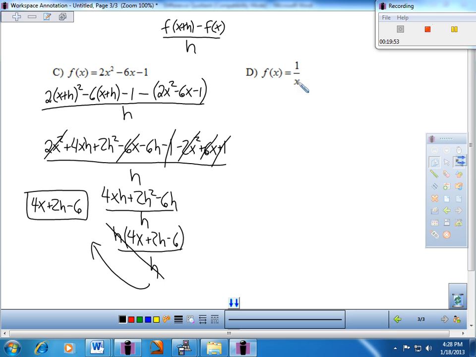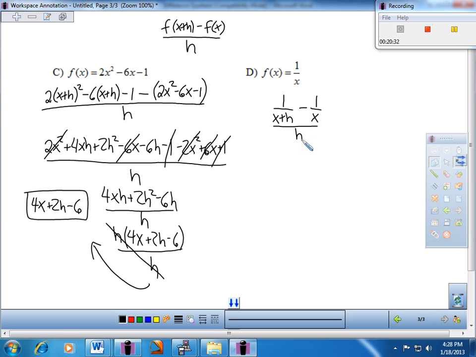So f of x equals 1 over x, so rational family. Let's apply the difference quotient. Top left. Okay, so I replace all my x's with x plus h. There it is. Minus. Top right. Go back and put x back in. And all of that's over h.